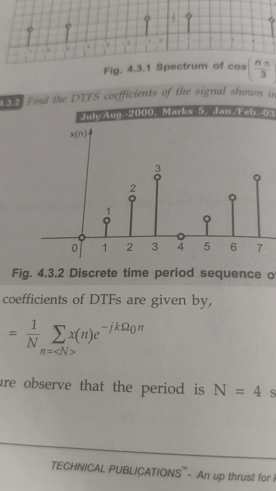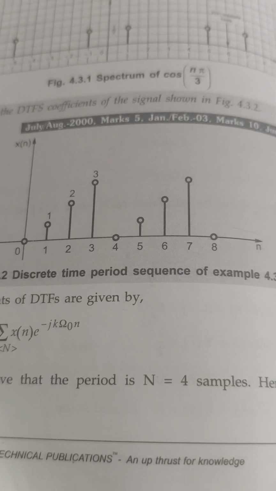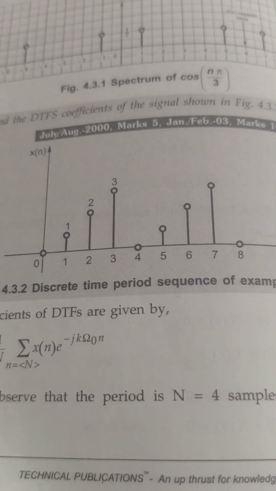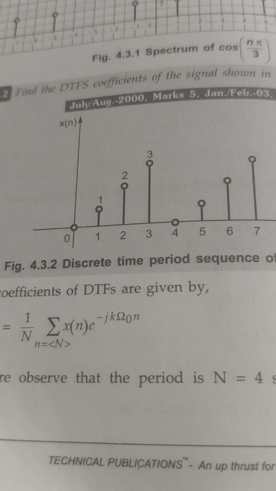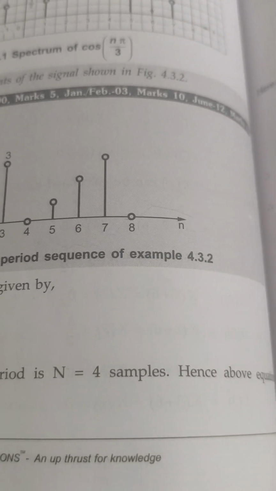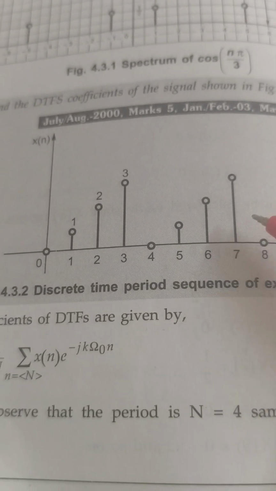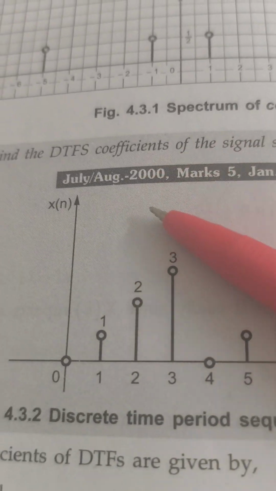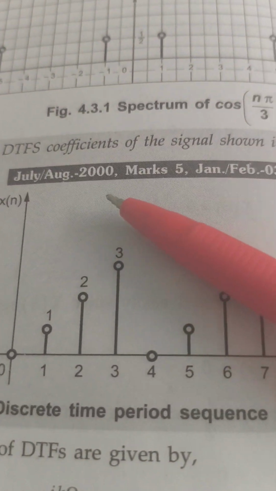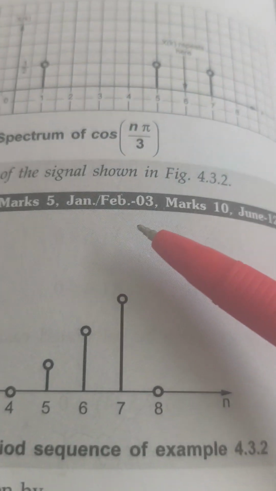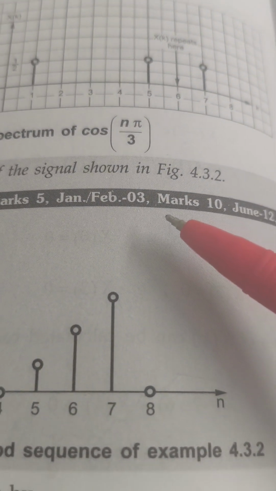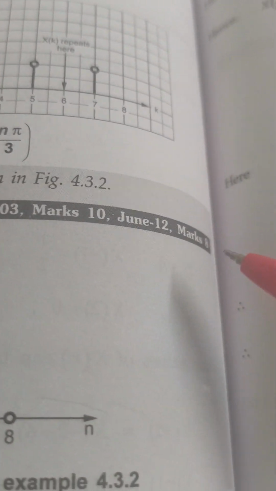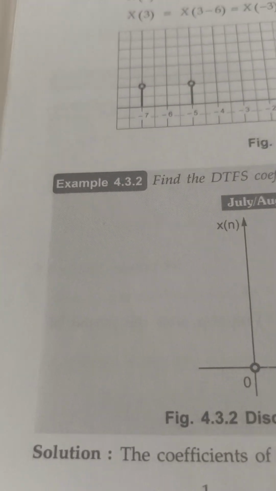Here they have given: find the DTFS coefficients of the signal shown in the figure. So they will give such a discrete time periodic sequence. Here they have also mentioned the VTU exams, July August 2000, March 5, January February 2003, 10 March, like this. This is the VTU book.